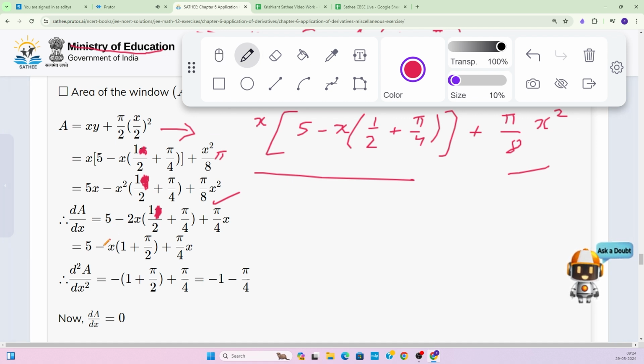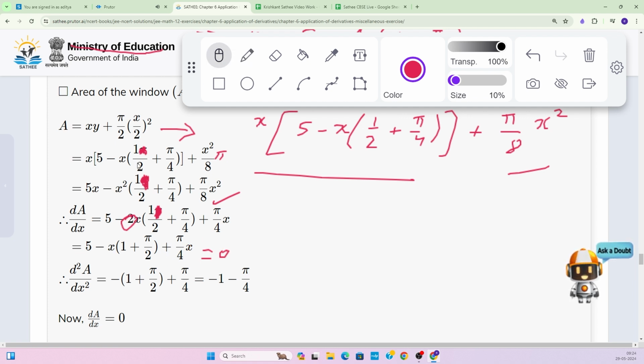Now put it equals to 0 to find the critical points. So from here what you can get is 5 minus x multiply with 1 plus, what, after multiplying inside 2, okay, inside you will have 1 plus pi by 2. Okay, this means this as your expression. Put it equals to 0, then you will have your x critical points.